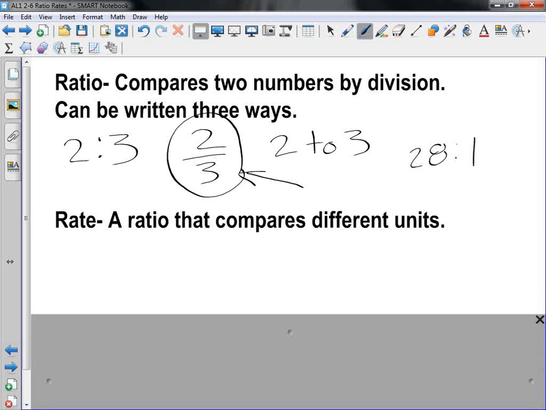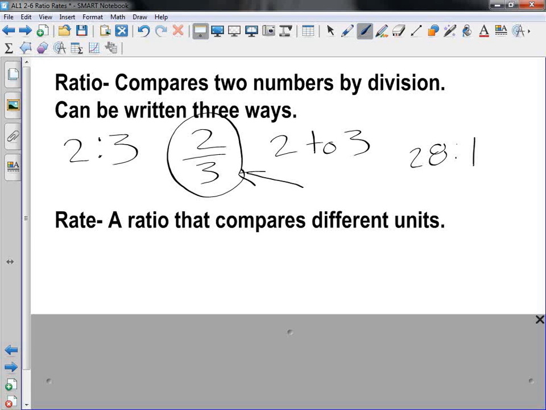A rate. A rate is the same thing as a ratio, but it compares different units. Okay, what's a unit? Special type of number, though. 5 is a number, but 5 is not a unit. Anything that has a measurement to it, right? So anything with a measurement to it like feet, inches, yards, centimeters, meters, kilometers, miles. Is there any others besides distance? Kilograms, cups, pounds, ounces. Those all deal with weight or volume, right?